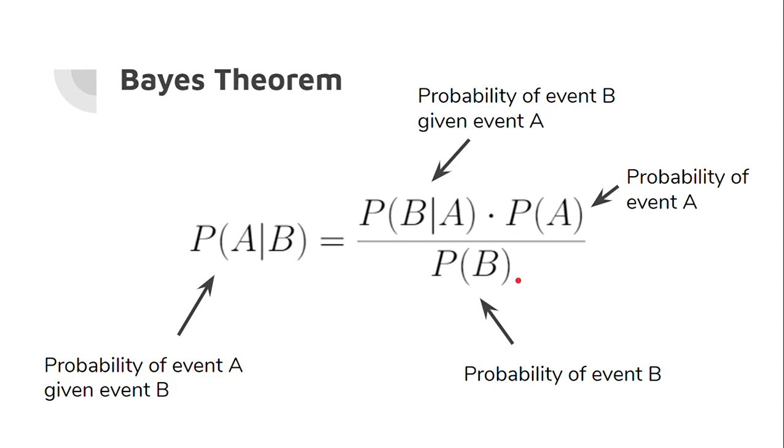So let's take an example of two coins. Let's say the flip of the first coin is event A, and the flip of the second coin is event B, or vice versa. I asked you, what is the probability that your second coin is going to land on heads, given the fact that I told you the first coin landed on, say, heads as well.